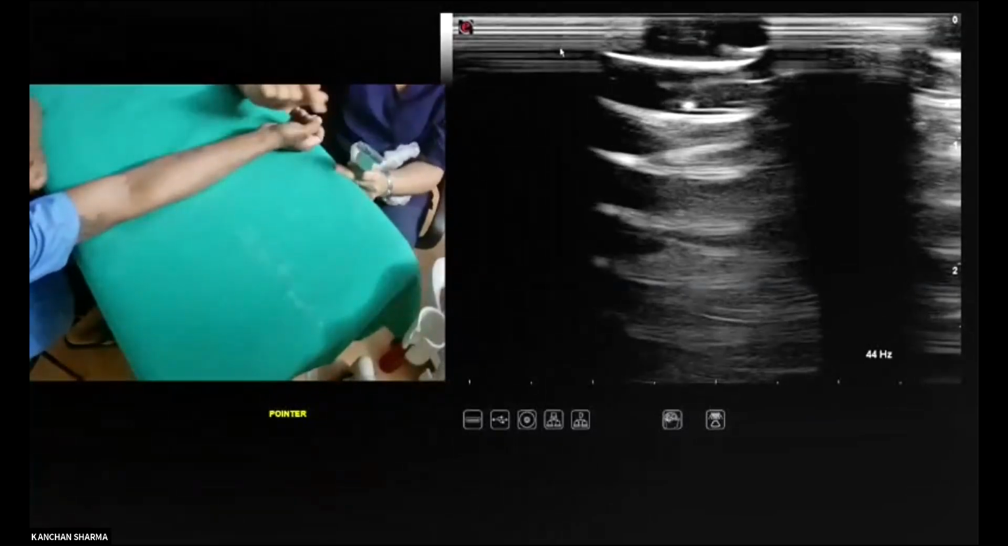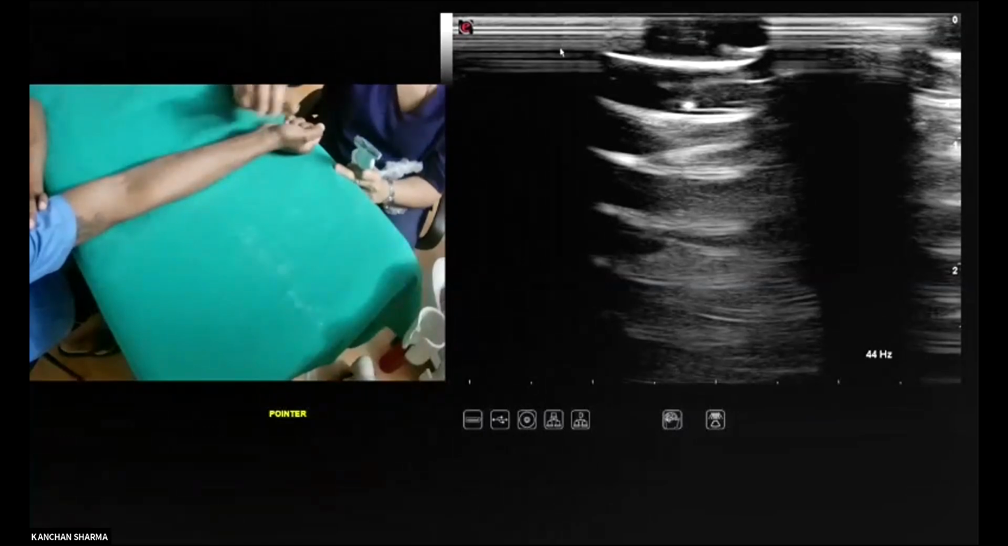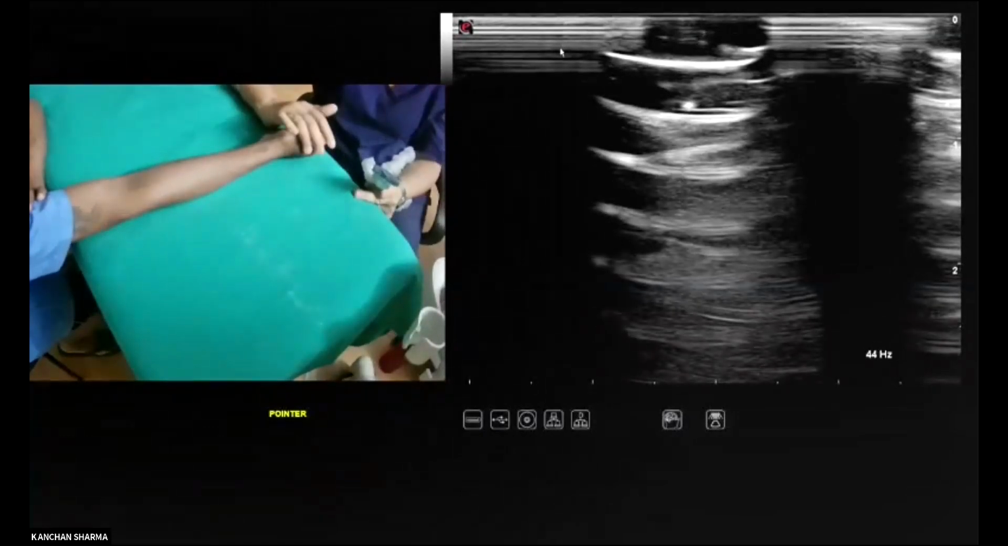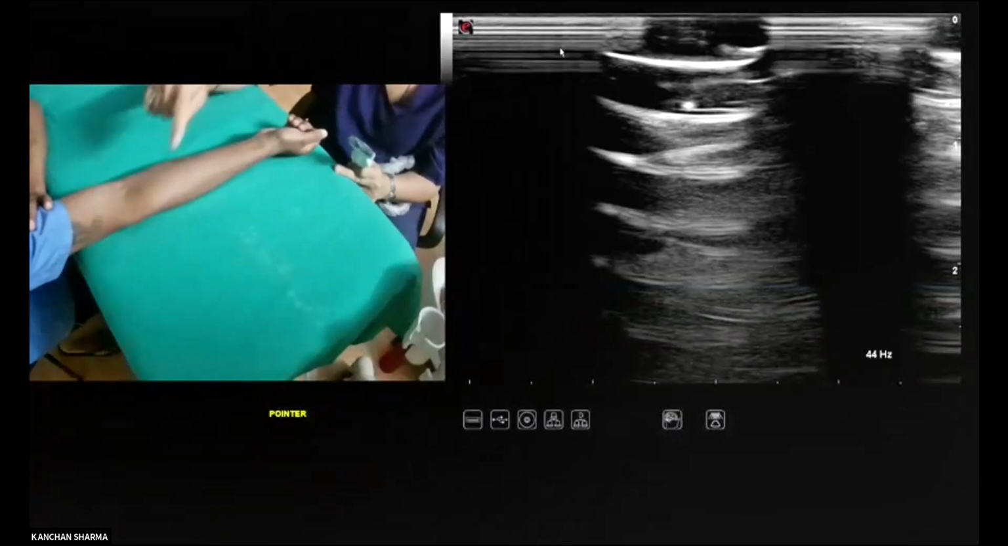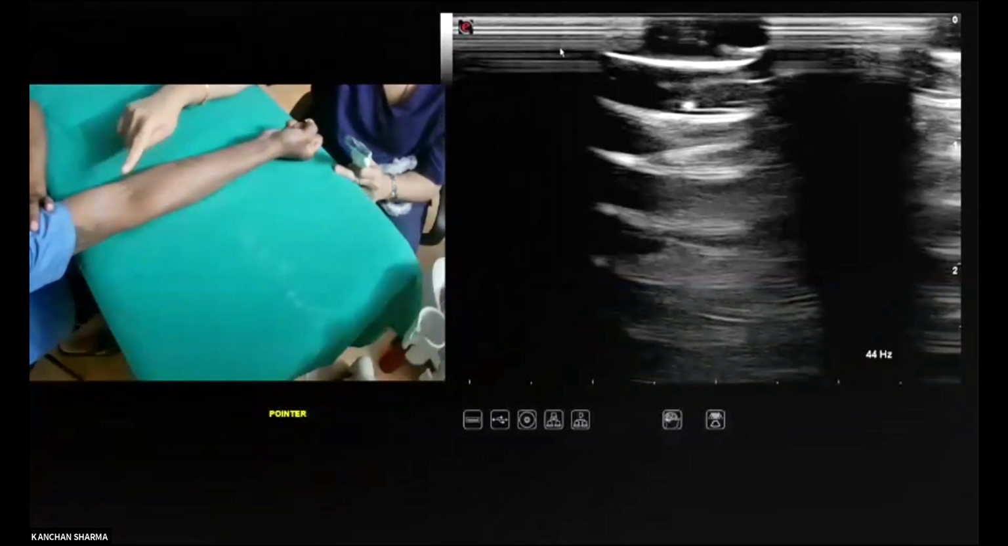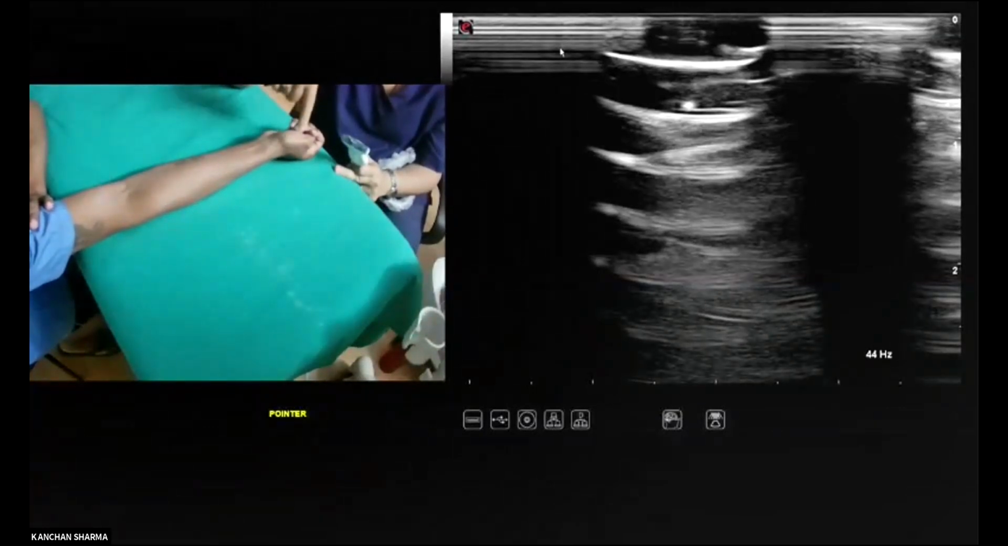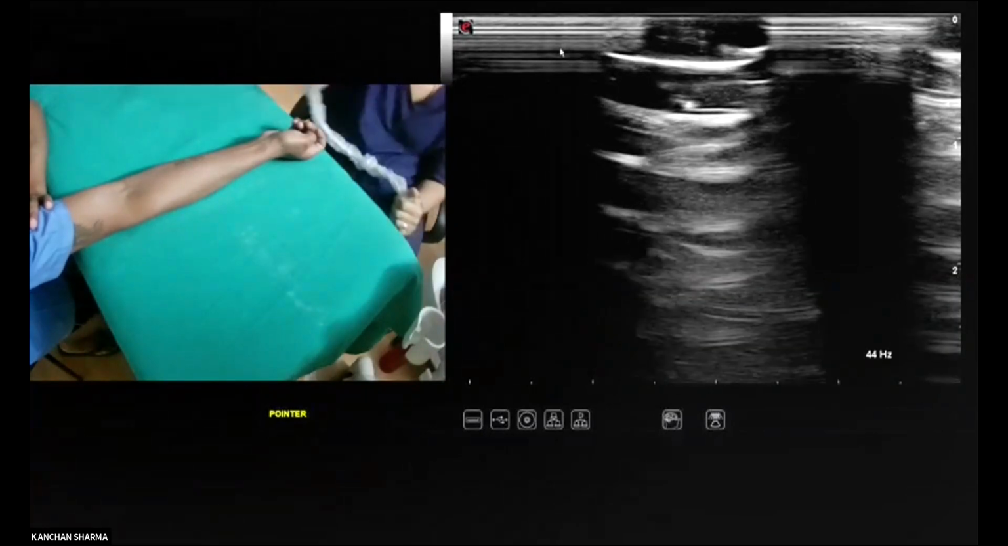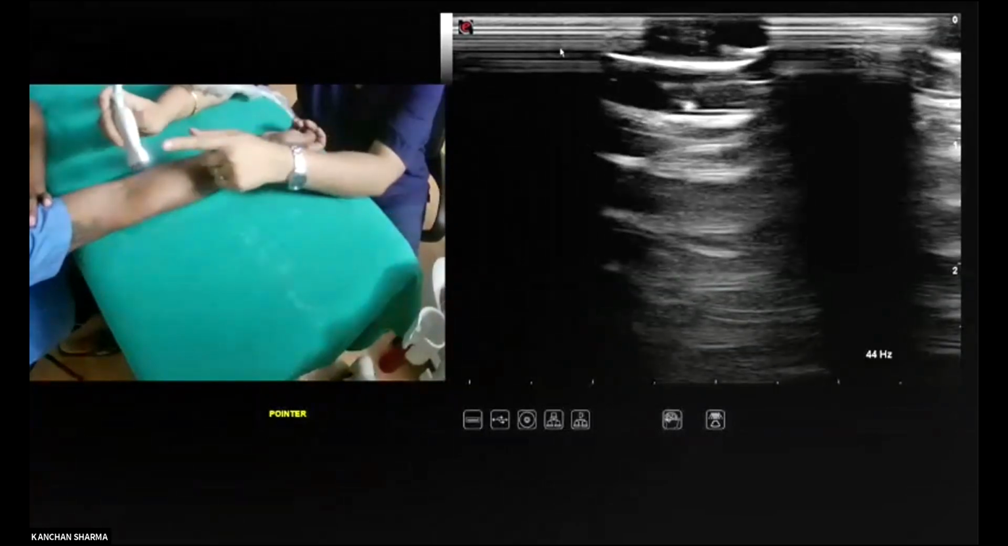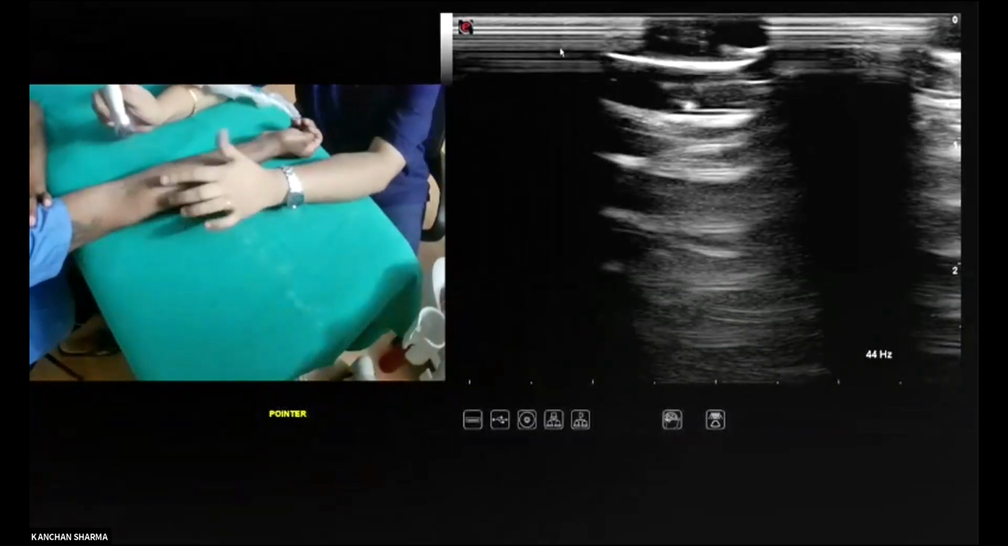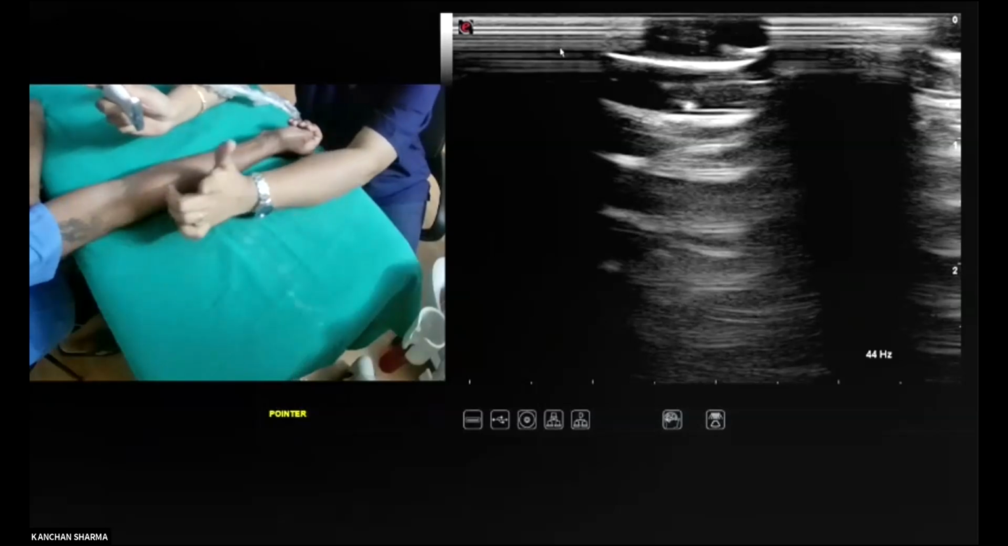Again, in order to examine the deep branch of the radial nerve, what you need to do is, the elbow is extended, the forearm is supinated, and the palm is facing up. This is the probe. The probe is in short axis at the distal end of the humerus.